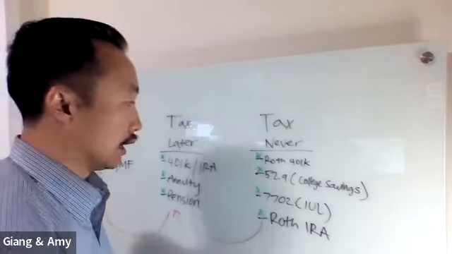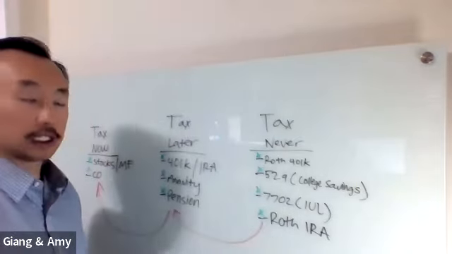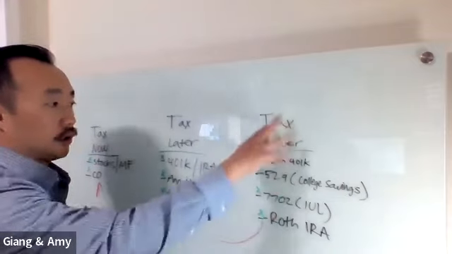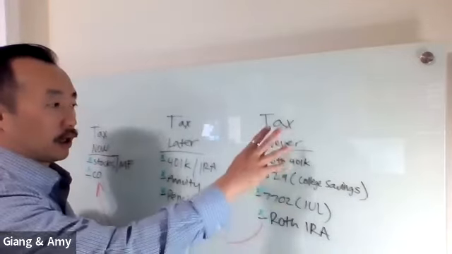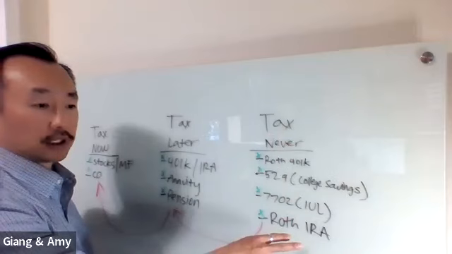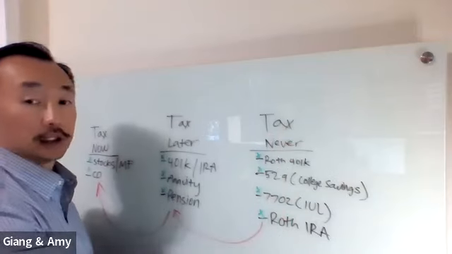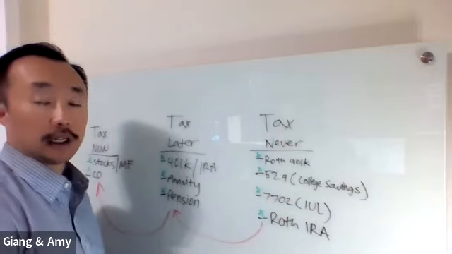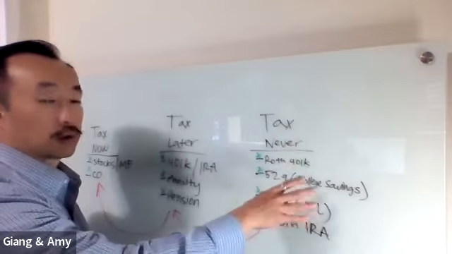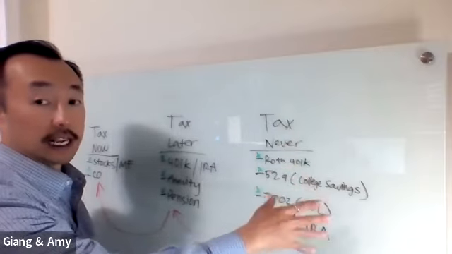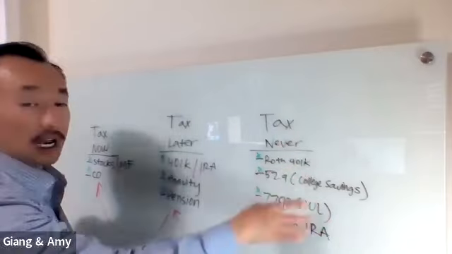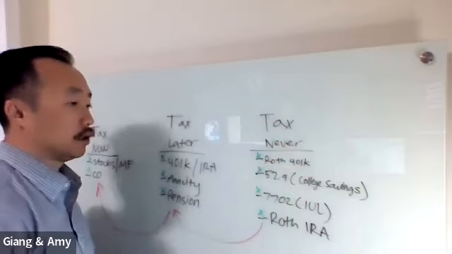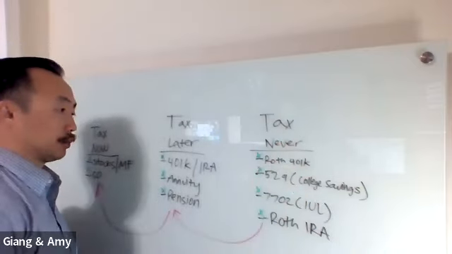The reason why this is the smart flow of money is because you want to fill up this bucket first, where you know what the tax rate is going to be. So you get to pay the tax rate today. And if you pay the tax rate today, then in the future, this goes tax deferred and tax free. That means when you access this money, you pay no taxes.